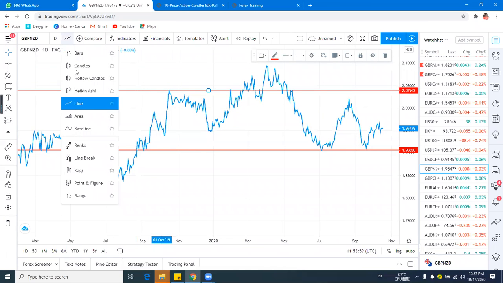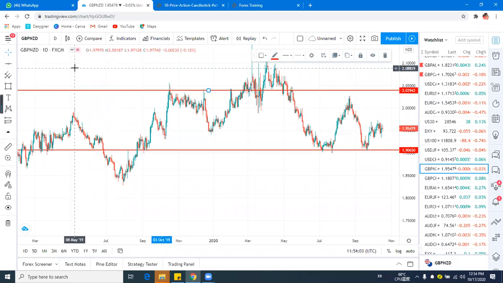So let me go back to the candles. This is line. I changed it to line. So let me go back to candles. Boom, this is it. We have our daily support and our daily resistance, important zones.